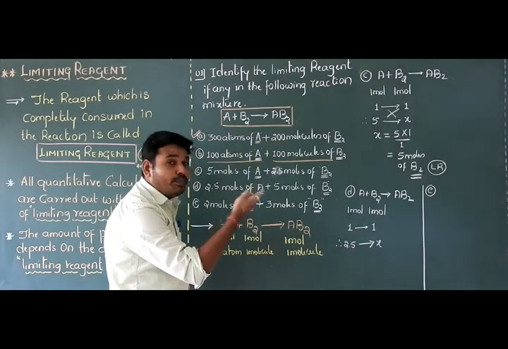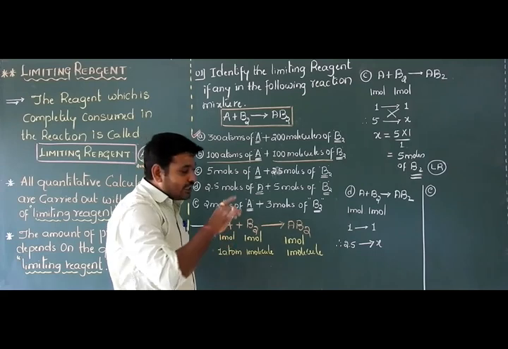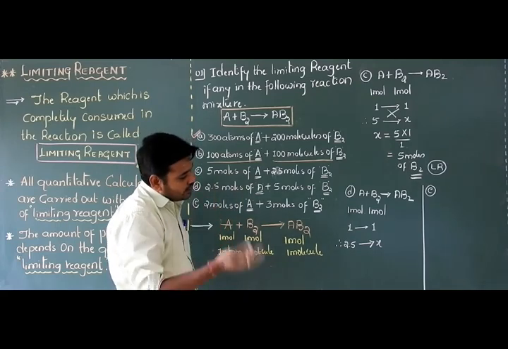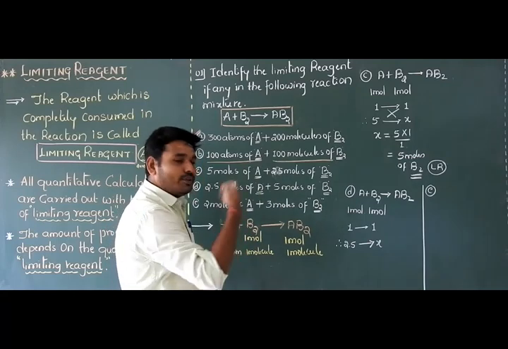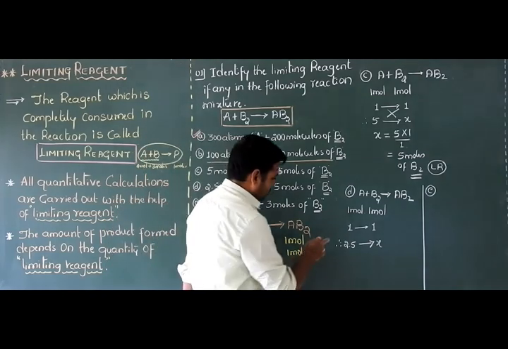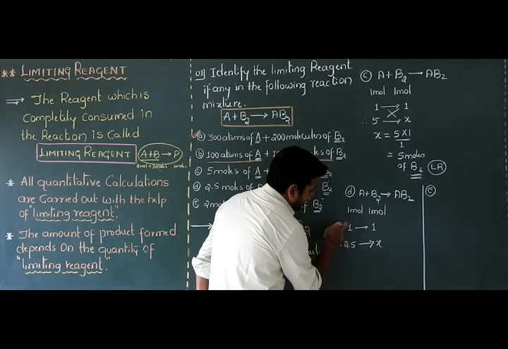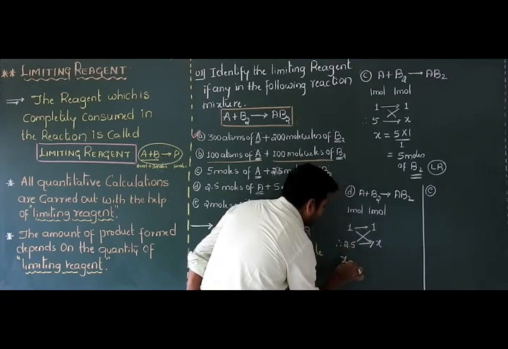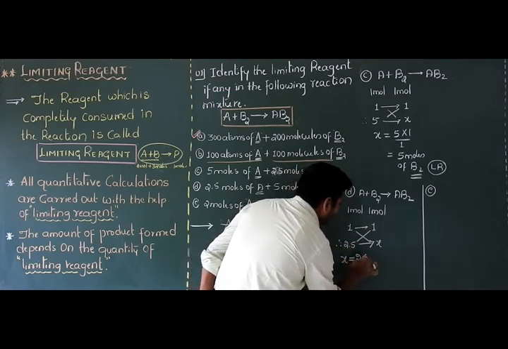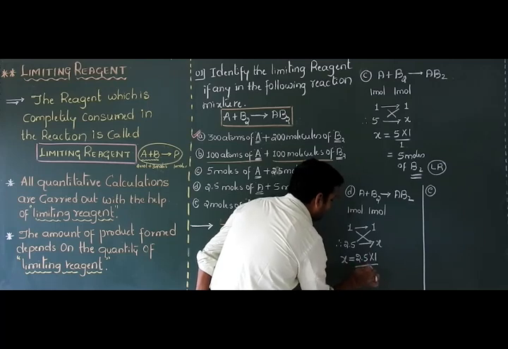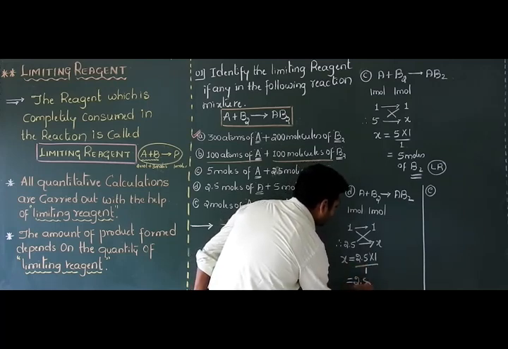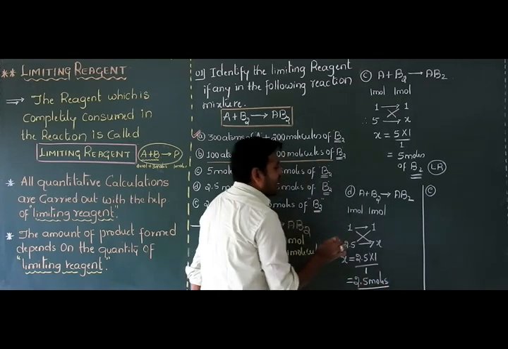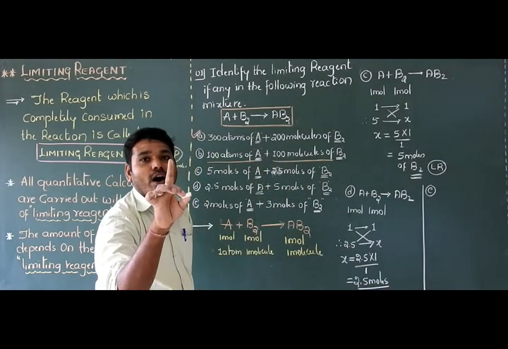Look, I am taking A and calculating B; or you can take B and calculate A. The choice is yours. Right? You can calculate B by taking A, or calculate A by taking B. So 2.5 moles of reactant A combines with X moles of reactant B. Now we cross multiply these two. X equals 2.5 into 1 divided by 1. What is the answer, students? So 2.5 moles. So these many moles of reactant B2 are required.